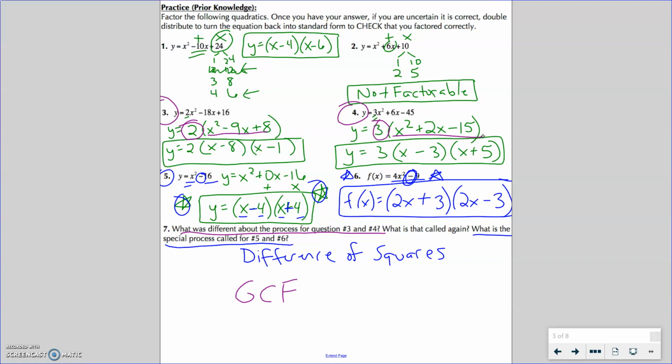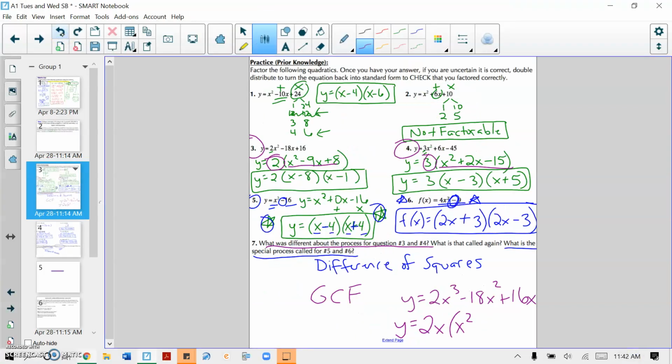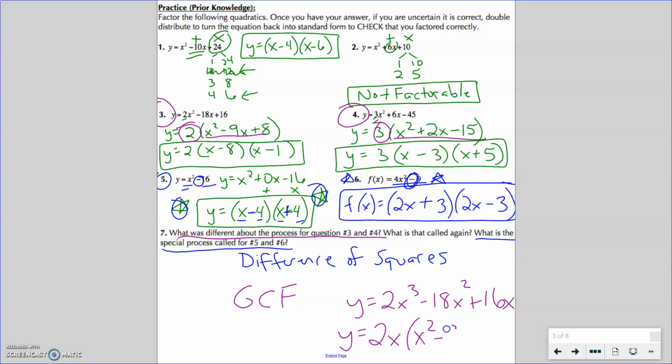So actually, if you go back to the warm-up, it actually had a 3x in the front, right? It's actually possible. What if, for number 3, what if I wrote it like this instead? 2x to the third minus 18x squared plus 16x. Then my GCF would no longer just be 2. It would be 2x. Oops, that should be a 9. Sorry, hang on. Let me undo that real quick. 2x squared minus 9x plus 8.